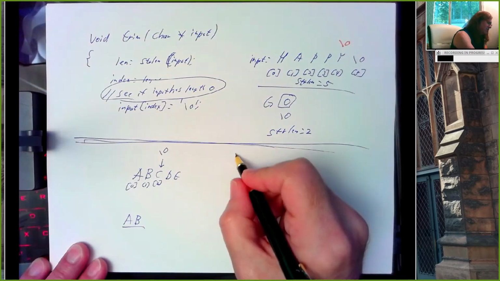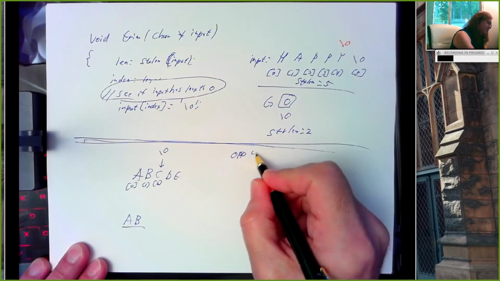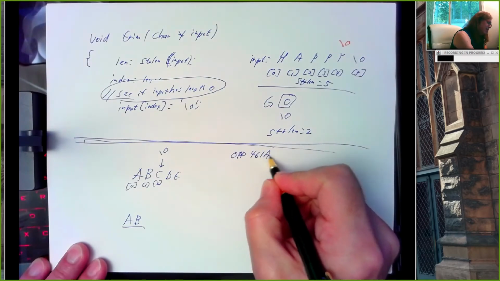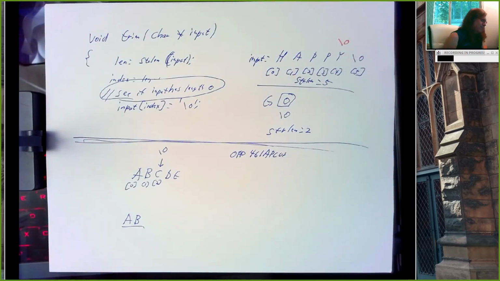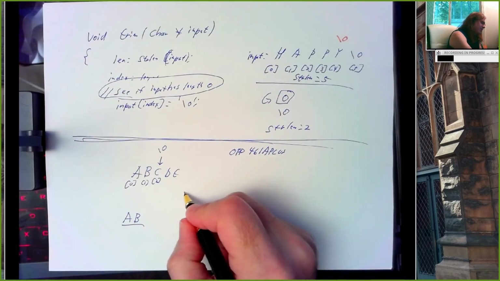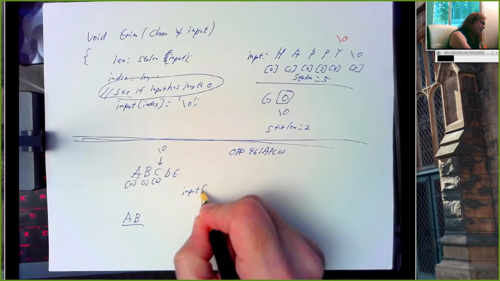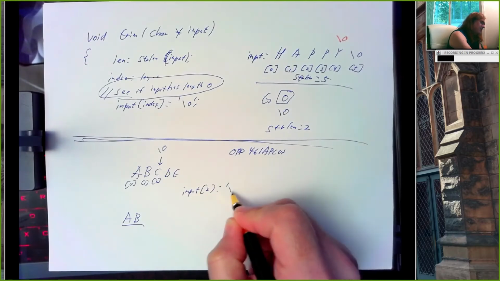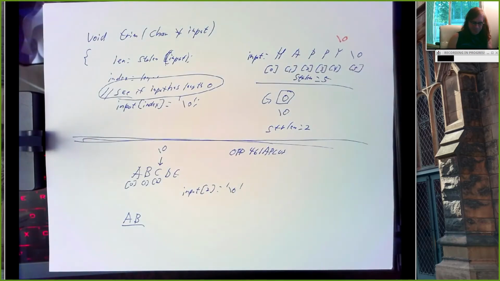So for this, ODP 461A plus. Alright, this is not your ODP, this is a different version. The way we want to trim our string, our code's pretty straightforward, right? Just take index 2 and set it to a null terminator.